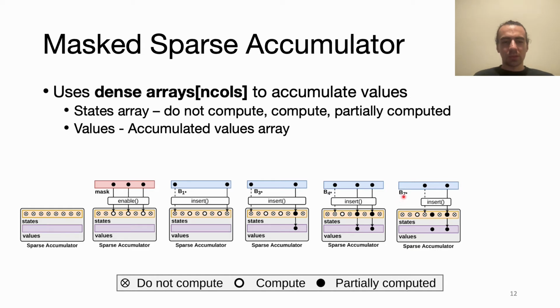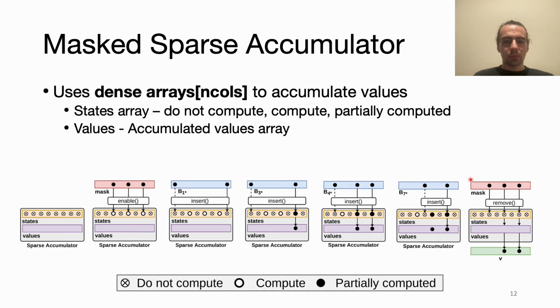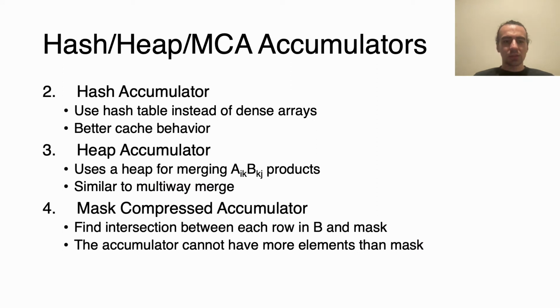Finally, for B7, element with index 4 won't be computed, but element with index 6 will be computed. And in the end, we use again a row from mask. For each element in a mask, we look at the corresponding element in the states array, and if the value is partially computed, then we remove the value from the values array and store it into output rows from C.